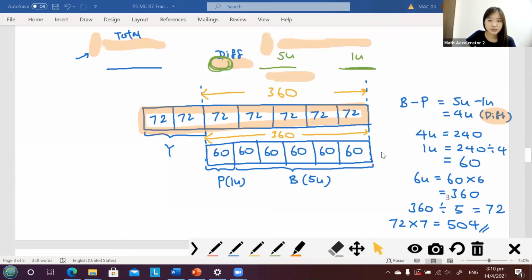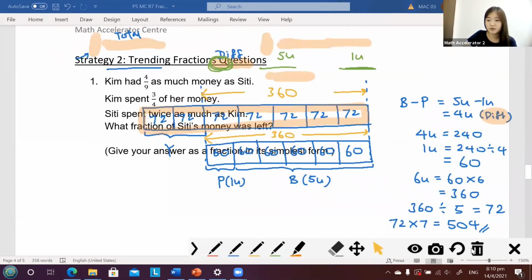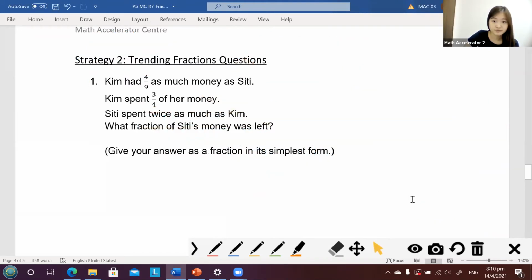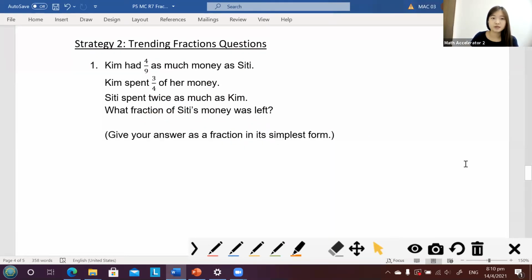Alright, let's go to the next part, strategy 2. Okay, so now we'll be touching on trending fraction questions. These type of questions are usually quite common. It can come out during your exam, or it has been very frequent in the recent exams. Okay, so let's try this.